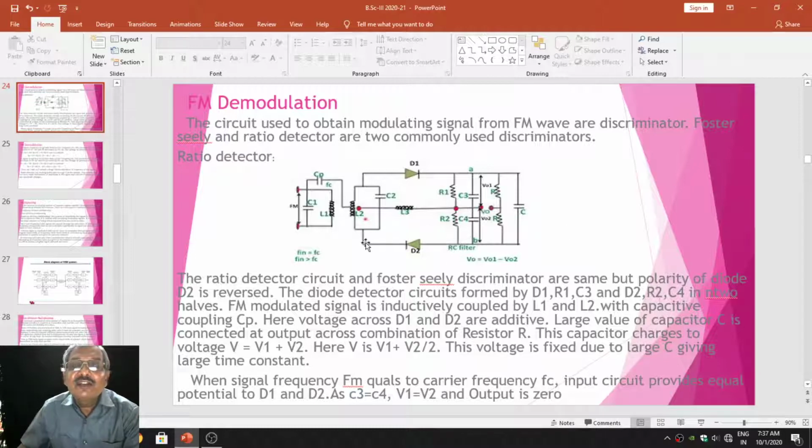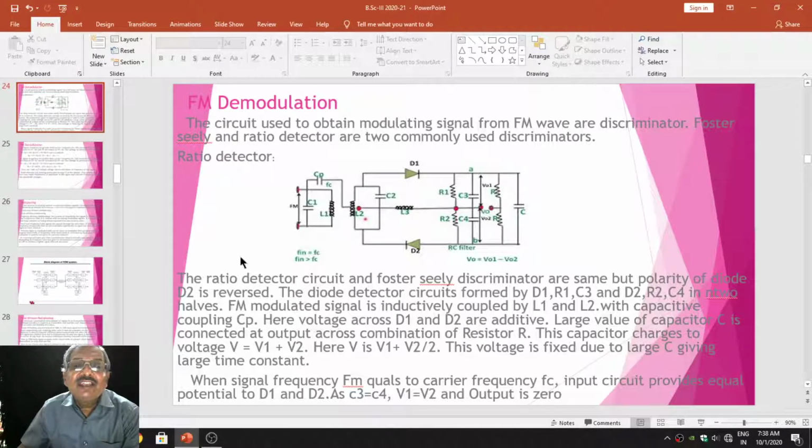The working of this circuit depends upon the modulating frequency provided to the input in comparison with the center frequency or the carrier frequency. Depending upon whether the modulated frequency is equal to the center frequency or carrier frequency, or whether it is greater or less than the center frequency or carrier frequency, the working of this circuit totally depends.